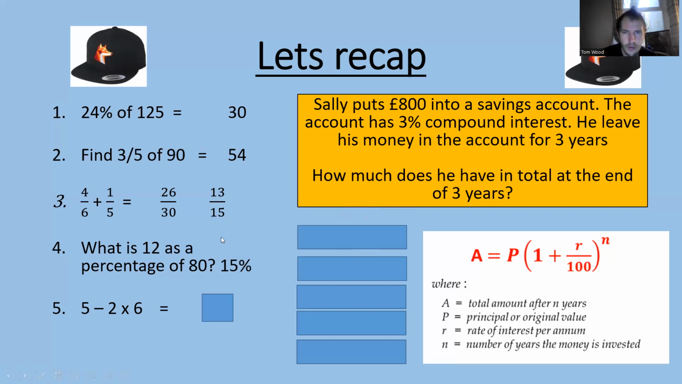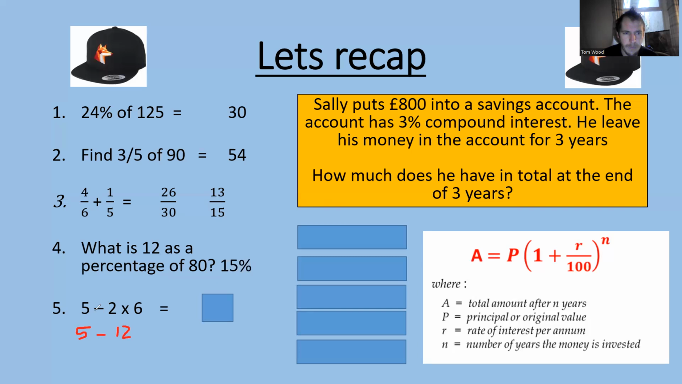So when we're looking at this question, what we have to ask ourselves first of all is, well, what am I doing first here? There's no brackets, there are no indices, there is no division, so it is the multiplication that comes first. You can view it either way. You can just look at this and go, well, 2 times 6 is 12. And then obviously just put the rest of the sum back in.